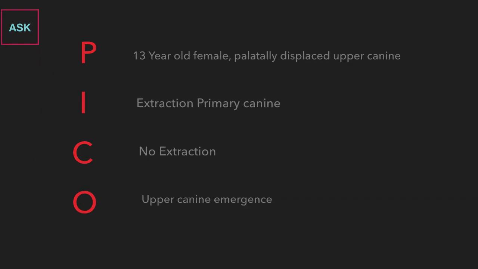In our example, the patient or the problem is a 13-year-old female, palatally displaced upper canine. The intervention is extraction of the primary canine. The control, no extraction, and the outcome is upper canine emergence or eruption.